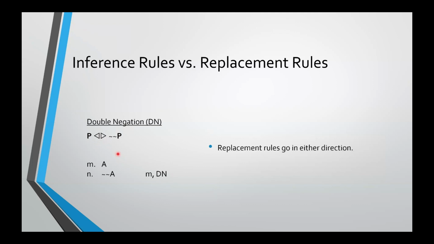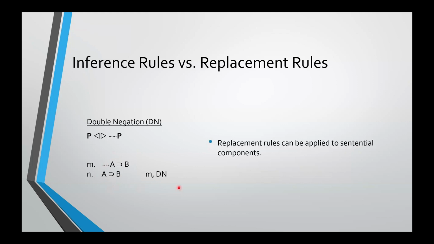Replacement rules go in either direction. So if you have A, then by the double negation rule, you can get not not A. And then if you have not not A, by the double negation rule, you can get A. So you can go either way with this.